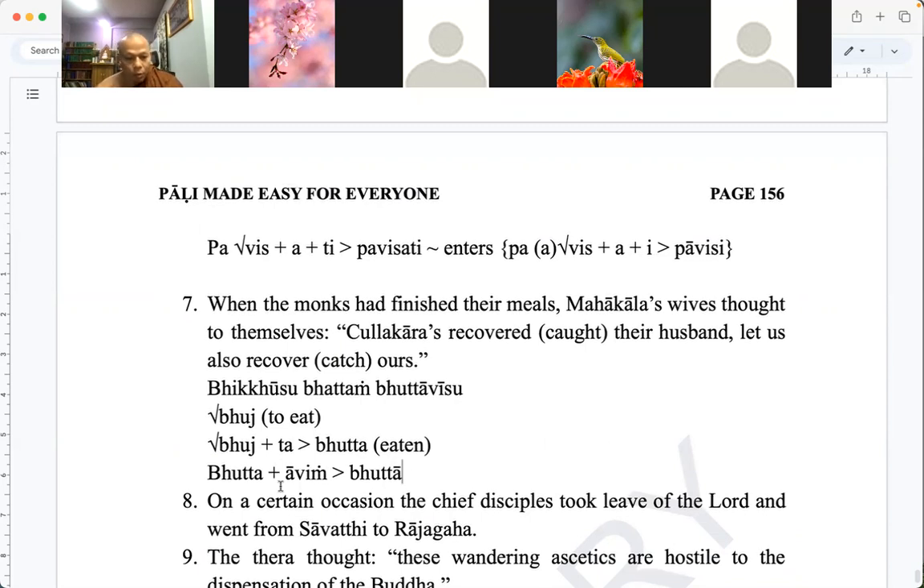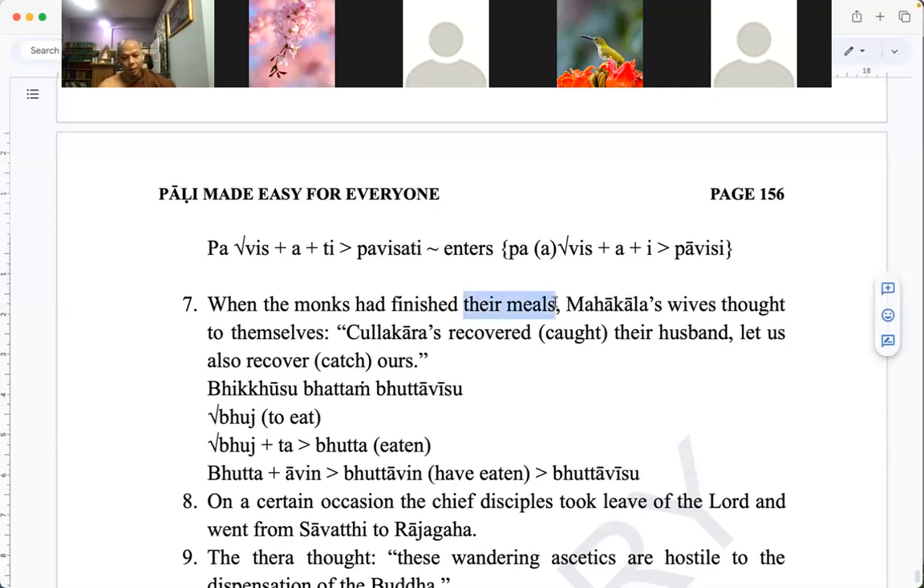So we have the Bodha way. Bodha way, and the locative Bodha way. So Bodha way is "have eaten", active perfect. Okay, so Bodha way in this way. So Bhikkhusu Badam. Even though in English it is plural, in Pali we don't say Baddani Bodha way. It is Badam Bodha way Su, just singular. So sometimes singular and plural can differ. So when the monks had finished their meals: Bhikkhusu, Badam Bodha Visu.